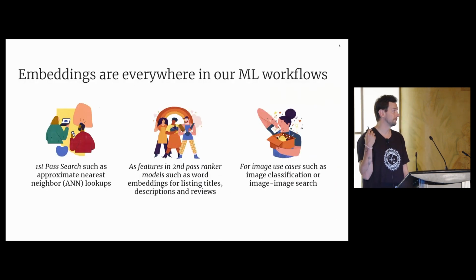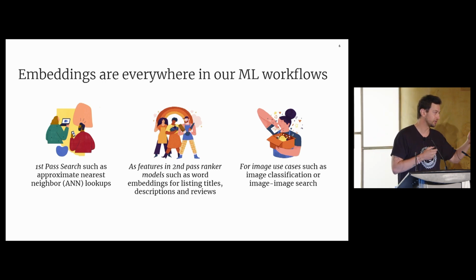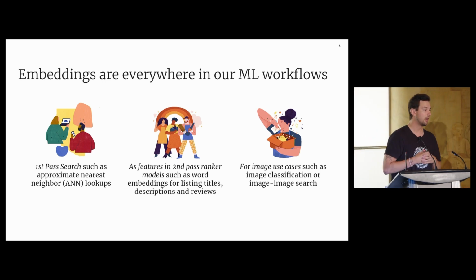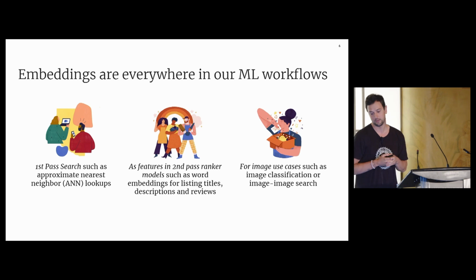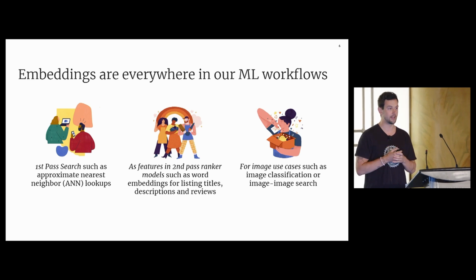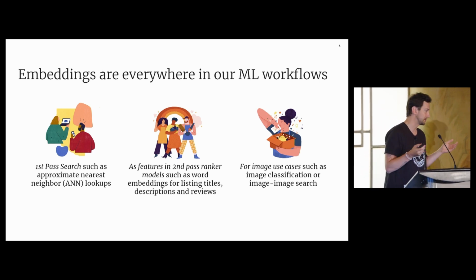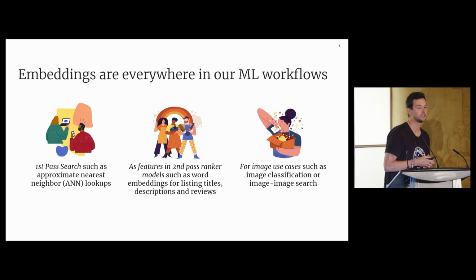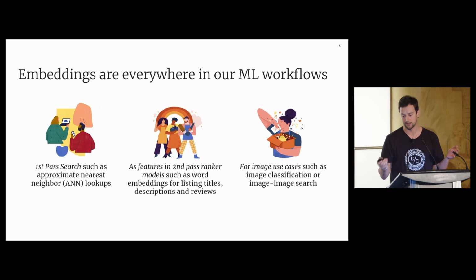So we have embeddings in basically all of our ML workflows. First pass search, so basically an initial search. If you're typing into Etsy, we first go off to fetch a set of possible candidates from a search index. We use embeddings for that. We have embeddings as features in our ranking models for things like second pass search. And we also have embeddings for images, if we're doing image-to-image search or using images for use cases such as trust and safety, flagging fraudulent listings, etc.